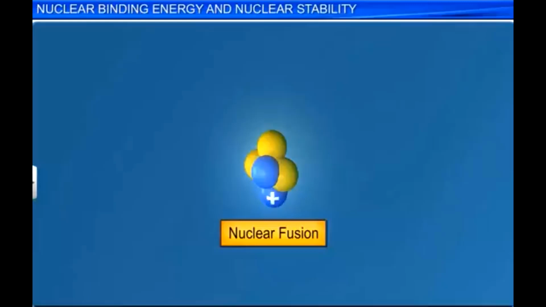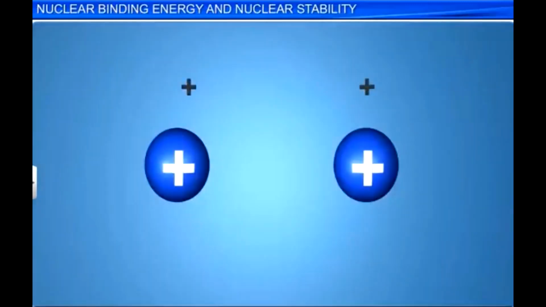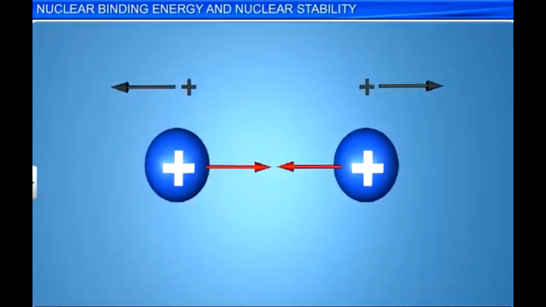Thus, we observe that for most of the nuclei, the binding energy per nucleon is very large compared to the binding energy of atoms in a molecule. Thus, there should be a strong attractive force among the nucleons in the nucleus, which can bind the nucleons together in the tiny nuclear volume in spite of the Coulomb repulsive forces that exist between the positively charged protons. This force is called the nuclear force.